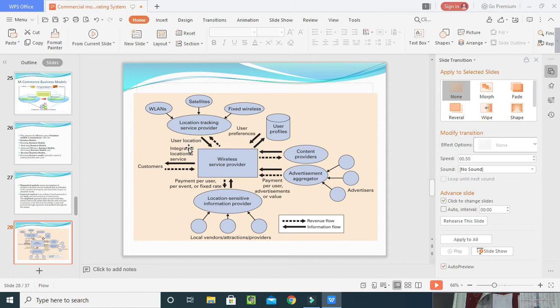After that, we will integrate location services to the customer. Whatever problems, errors, or defects the customers have, with the help of the data we are collecting and our location tracking service provider, we will provide the service to them, like wireless LANs, satellites, and fixed wireless. All these are location tracking service providers or networks. With the help of this we are going to fulfill the needs of the customers, and with the help of the information and revenue flow, our business chain is running.